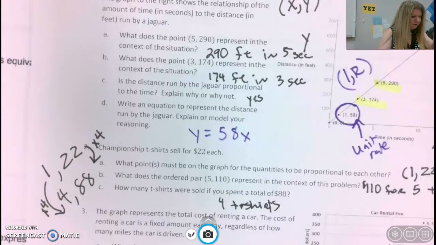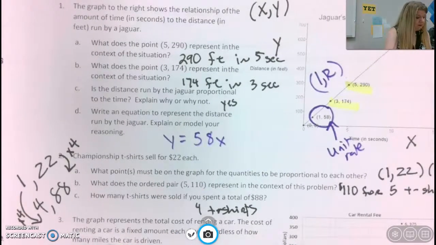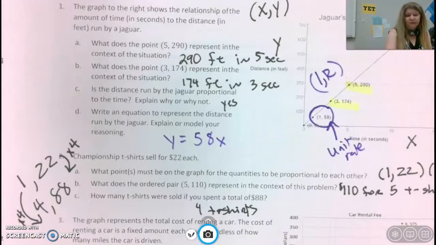I'm not going to go into all that right now. Okay, the graph represents the total cost of renting a car. The cost of renting a car is a fixed amount each day, regardless of how many miles are driven. Good deal. What does the ordered pair (4, 250) represent?